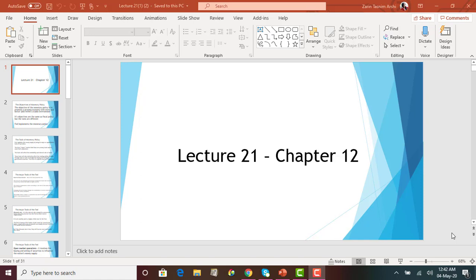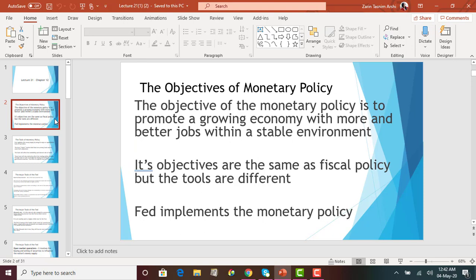So this lecture, lecture 21, basically talks about monetary policy. We did learn a little bit about monetary policy in our previous chapters. Monetary policy basically deals with the control of money supply. When the government is trying to control the money supply, one way they can do it is through monetary policy. It's a very broad topic, and we are going to cover a little bit about it in this chapter and give you an idea about how monetary policy works.